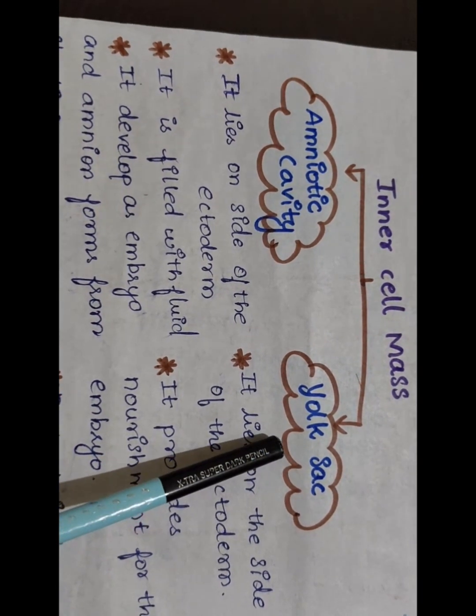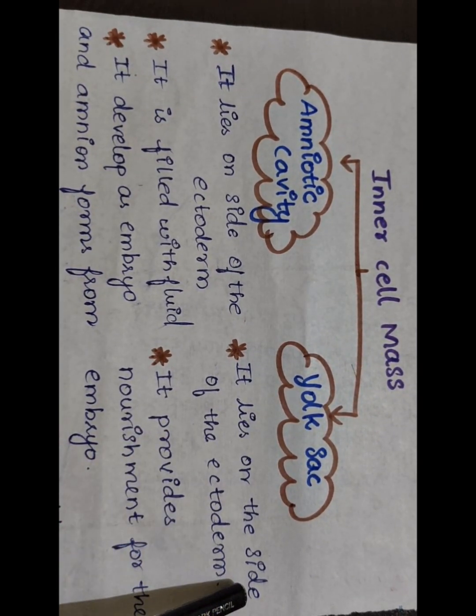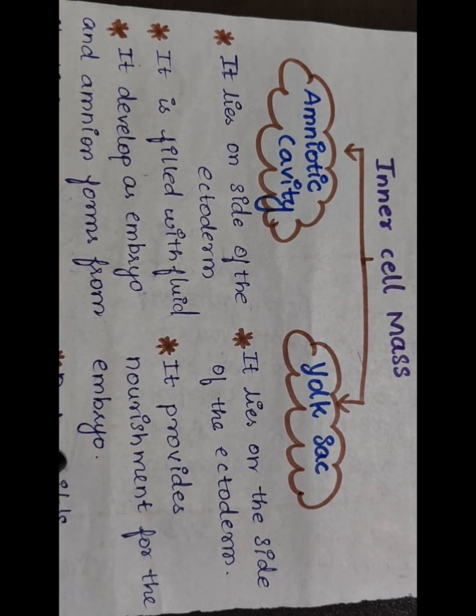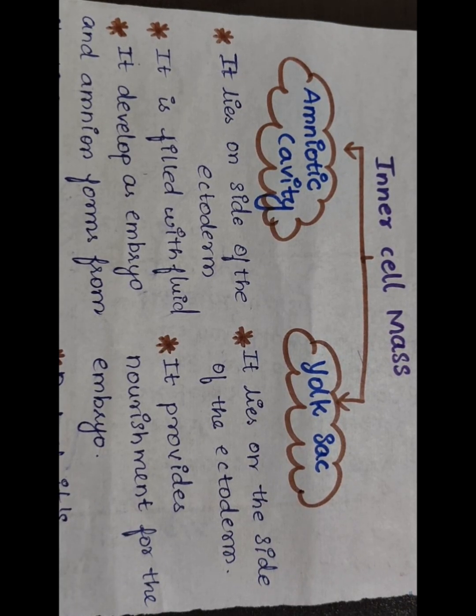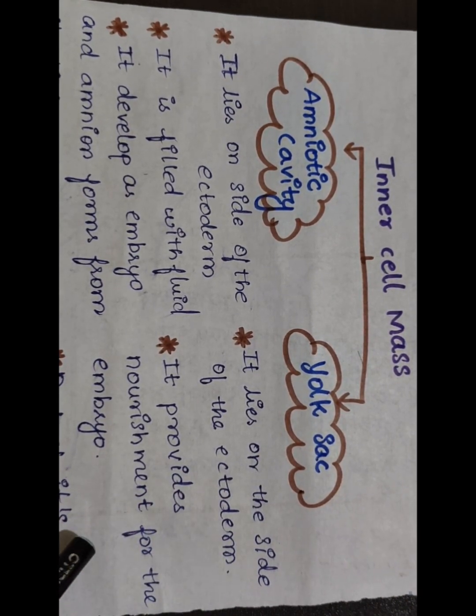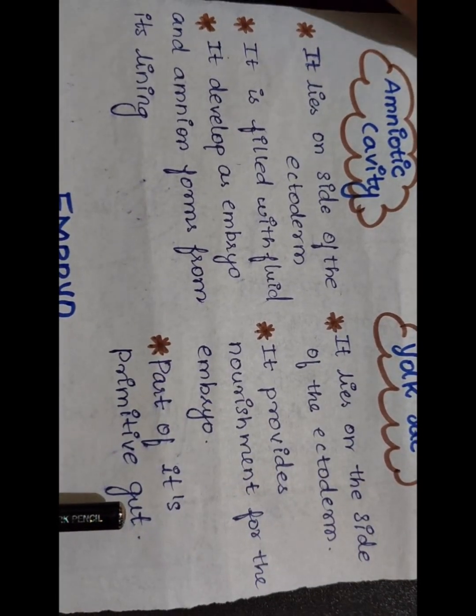And if you look at the yolk sac, it lies on the other side, and it provides nourishment for the embryo and parts of its primitive gut. This is what it gets from the yolk sac. And next we'll see the embryo.